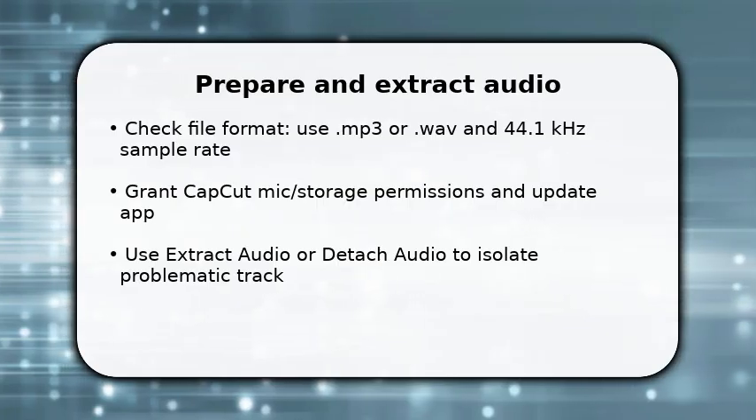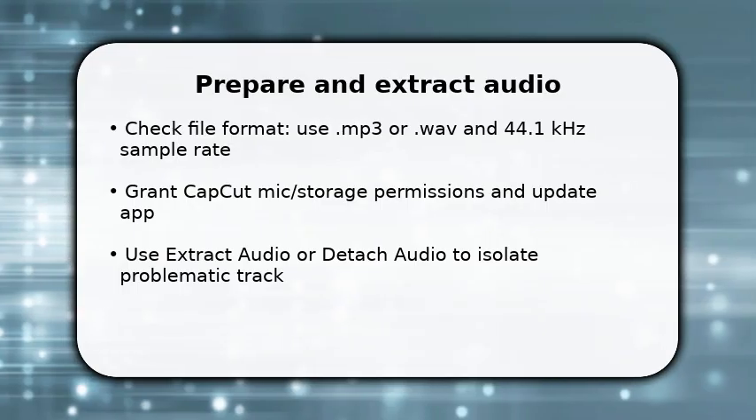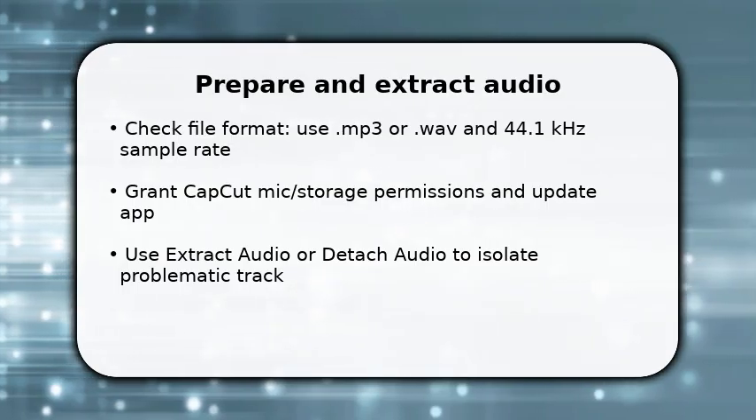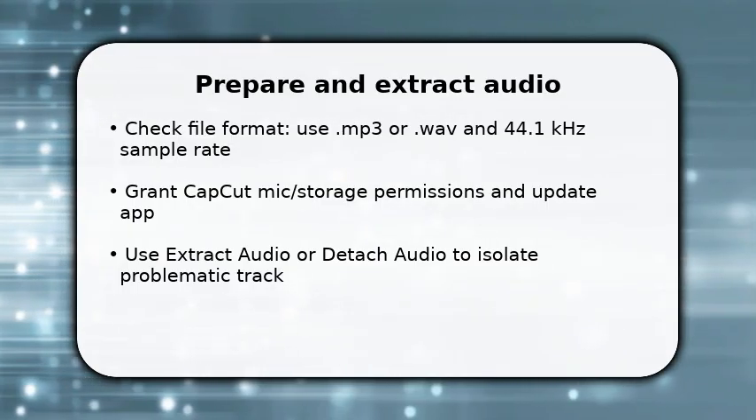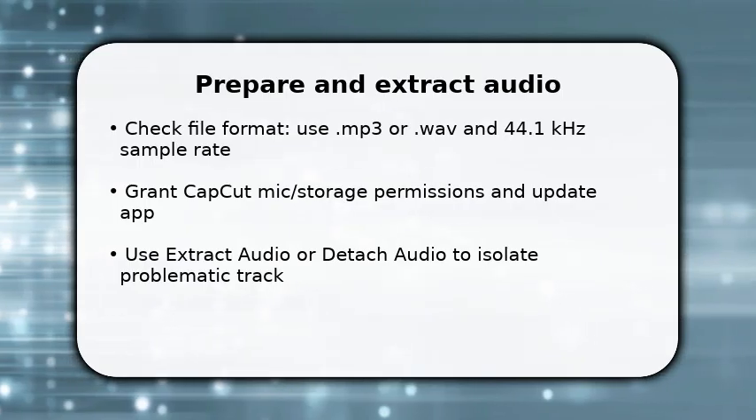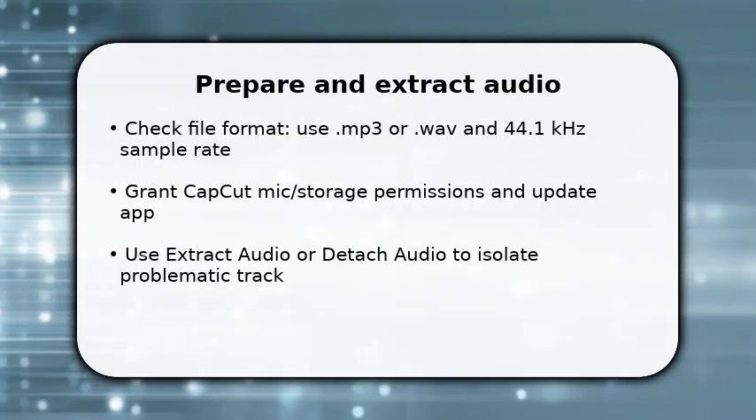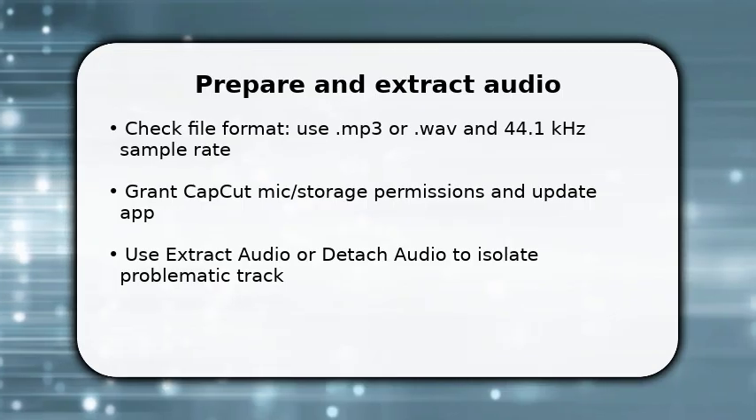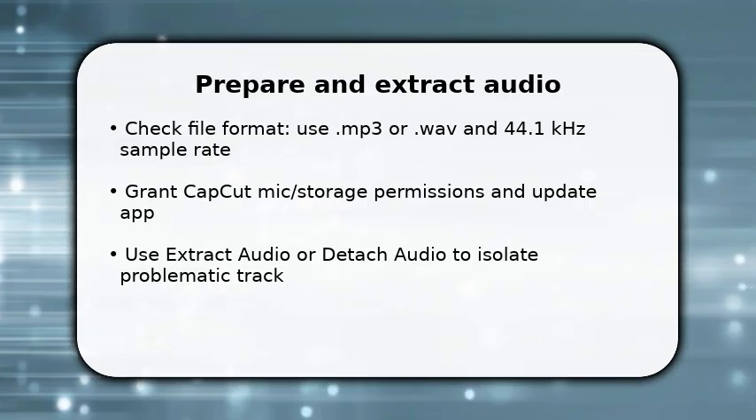Start by isolating the sound you will fix. Open your project, select the clip, then use extract audio or detach audio to separate the track from video. Once done, mute or remove the original clip audio so it won't interfere. Make sure the file is compatible.